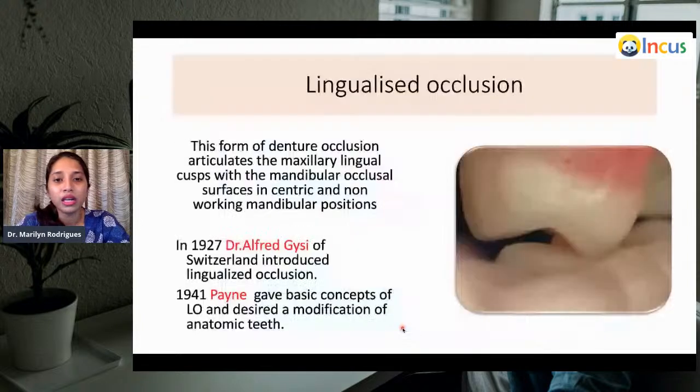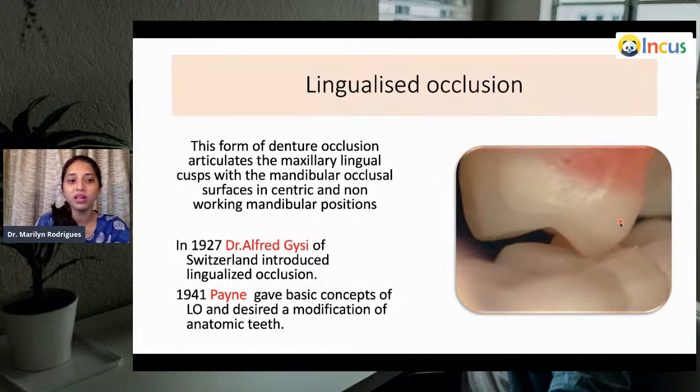Next, coming to lingualized occlusion. Now, in this form of denture occlusion, the maxillary lingual cusp articulates with the mandibular occlusal surface in centric and non-working mandibular positions. So basically, the lingual cusp of the maxillary teeth occludes in the fossa of the mandibular teeth. So basically, there is buccal disocclusion here. The buccal cusp does not occlude.